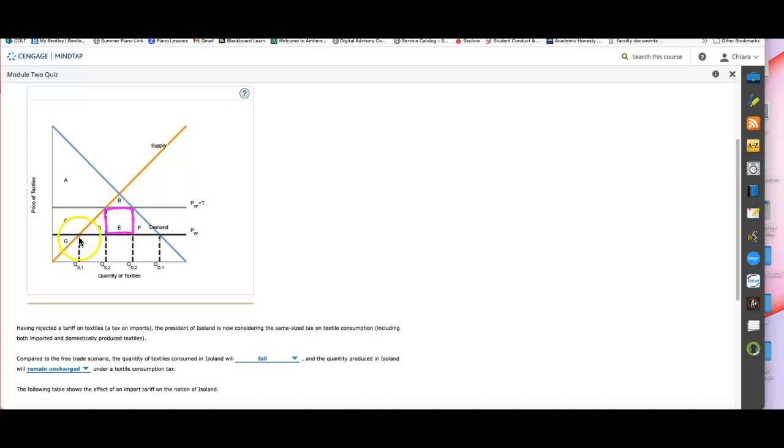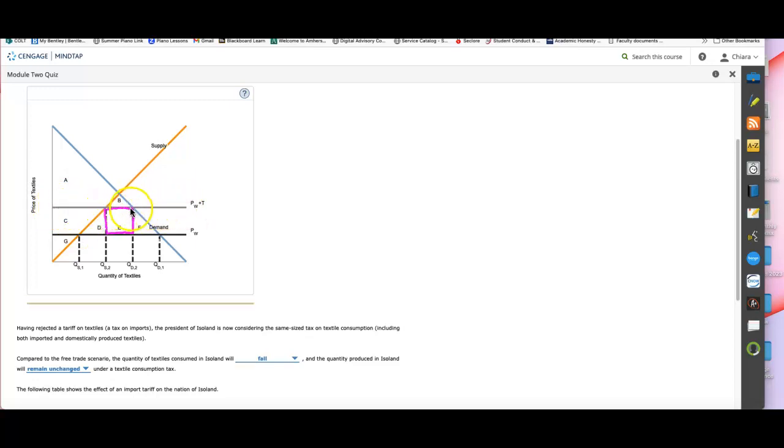Why? Before the tariff, the amount that was being imported was between QS1 and QD1. This whole area was being imported because the price was below the equilibrium price. So this country was importing and they were able to consume this much more at that lower price. But now that the government has imposed a tariff, it basically has increased the price of the import, right? It has increased the price for this country.